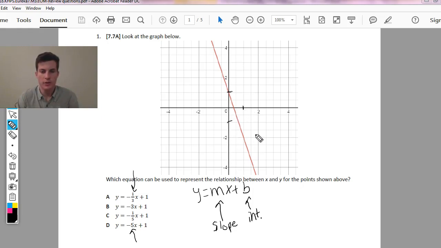So if the rise is -3 and the run is 1, then our slope m is rise over run, so it'd be -3 over 1, which just equals -3. So let's see, B is our answer choice here. Next question.